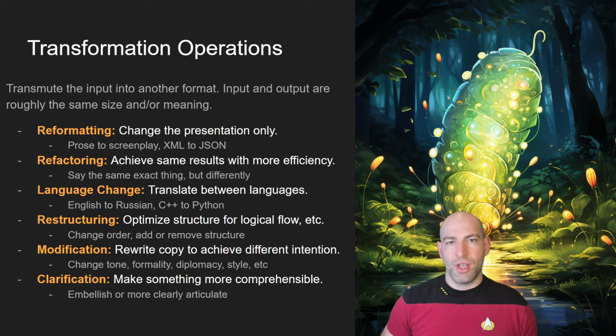The second kind of operation is transformational operations. With transformational operations, the input and output are roughly the same size and roughly the same meaning. An example of a transformation operation is reformatting. This just changes the presentation. You might say, "Hey, take this and turn it into bullet points. Rewrite this prose as screenplay, or rewrite this screenplay as prose. Translate it from XML to JSON," that sort of thing.